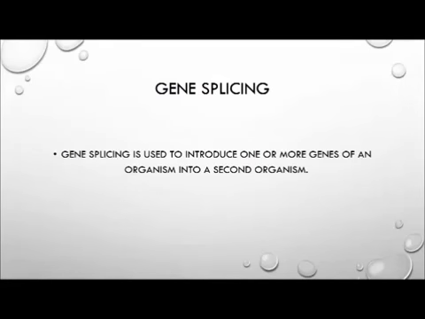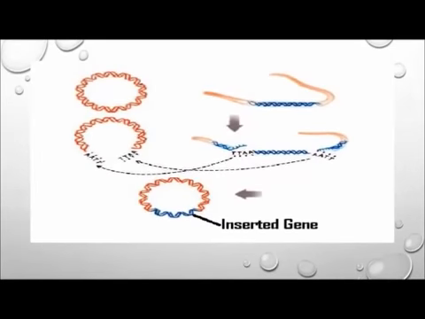Gene splicing is used to introduce one or more genes of an organism into a second organism. In splicing, the donor DNA must be cut and pasted, or recombined, into a compatible fragment of DNA from a vector, an organism that can carry the donor DNA into the host. This process is used to produce transgenic animals.